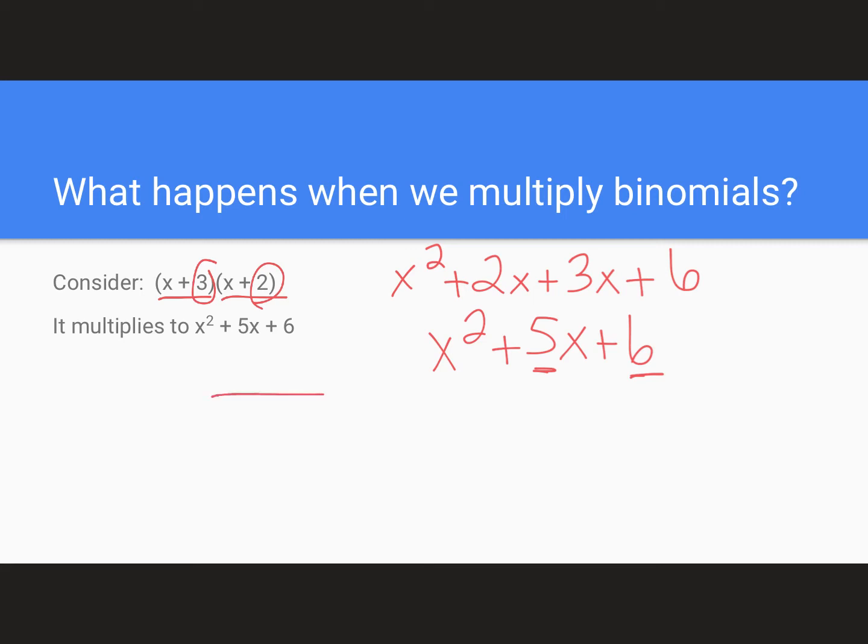So I need to look for numbers that add to 5 and multiply to 6. Remember, we call this B and we call this C. So we want numbers that add to B and multiply to C. So let's try that.